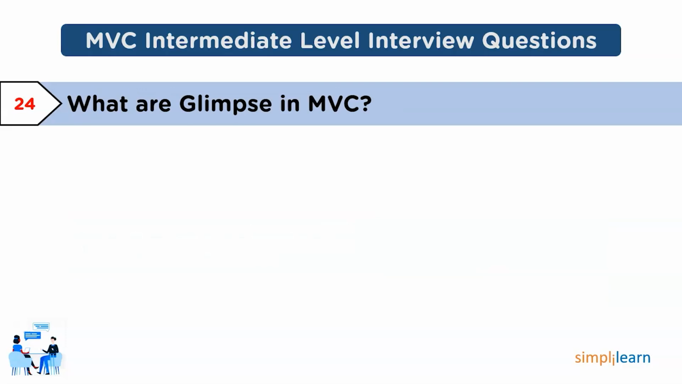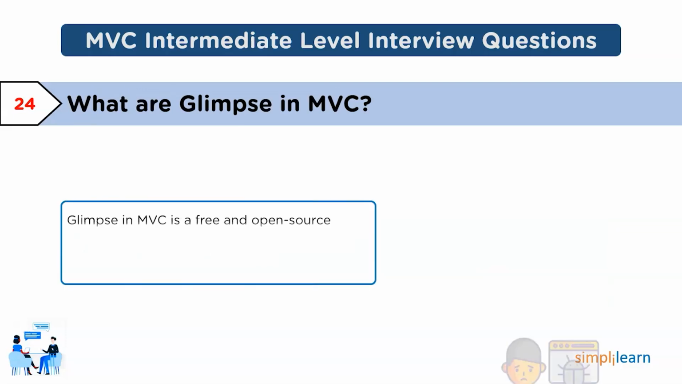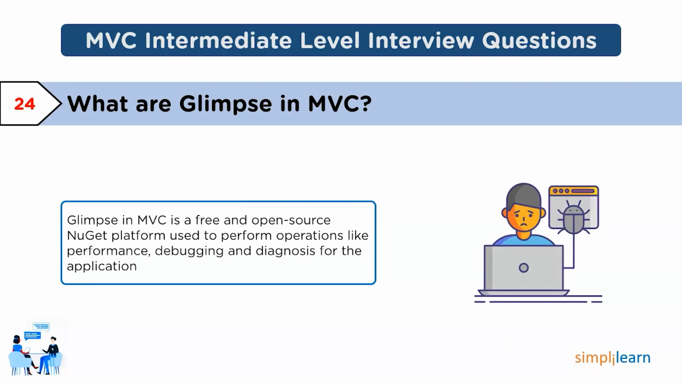What is Glimpse in MVC? Glimpse in MVC is a free and open source NuGet platform used to perform operations like performance, debugging, and diagnosis for the applications. It allows users to find information about every action by the server, including the Azure test in the application.